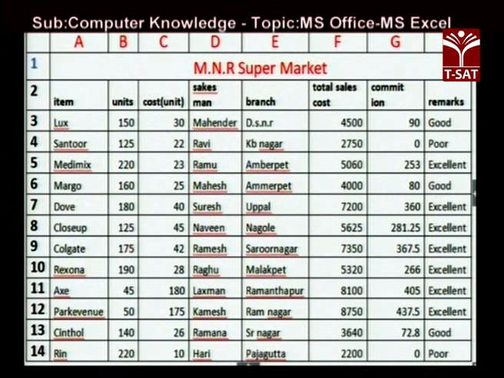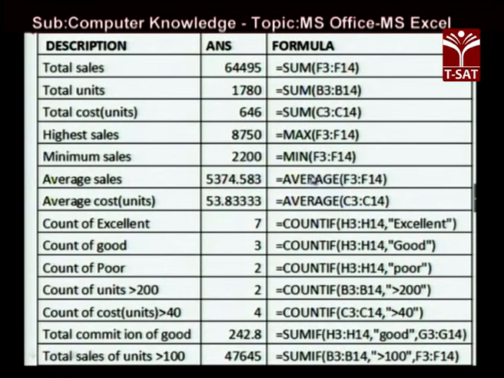Next, minimum function. What is the minimum value in this table? The minimum value also consists of total sales, so F3 to F14. The main concept in the minimum and maximum functions is the starting and ending ranges.